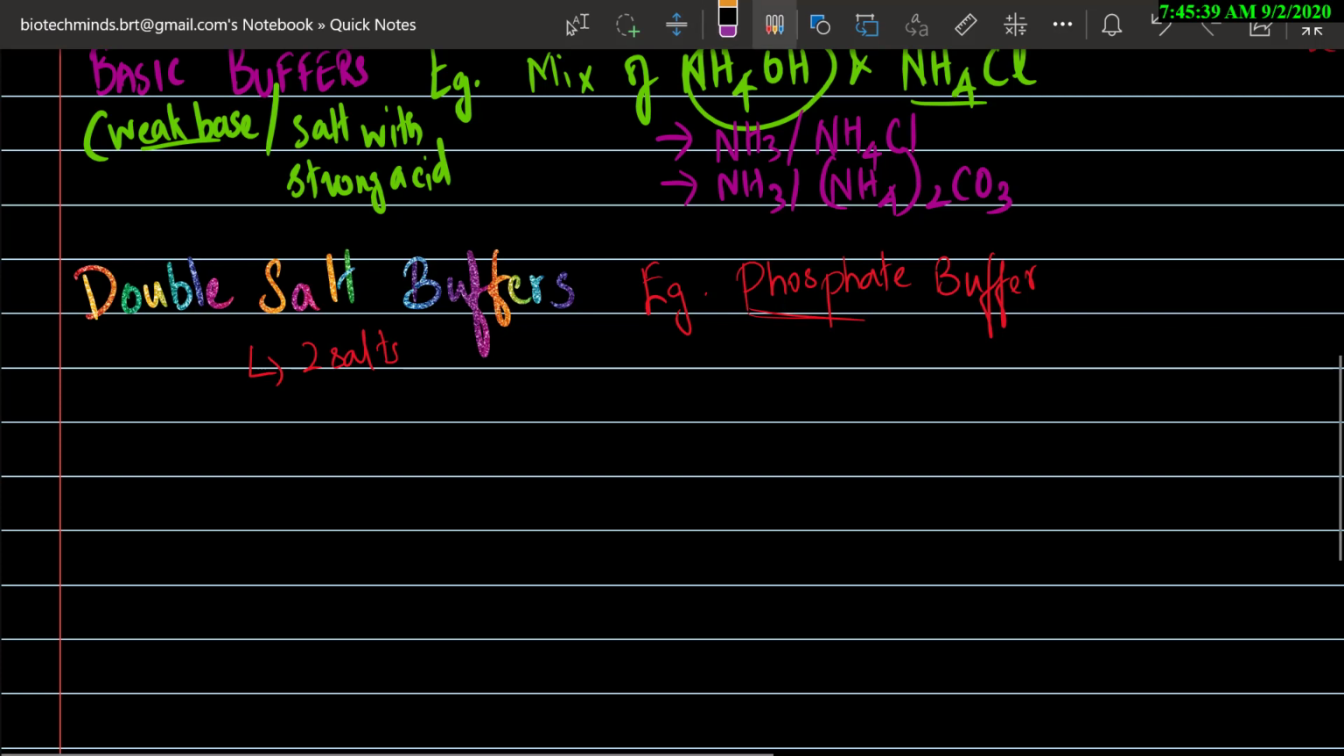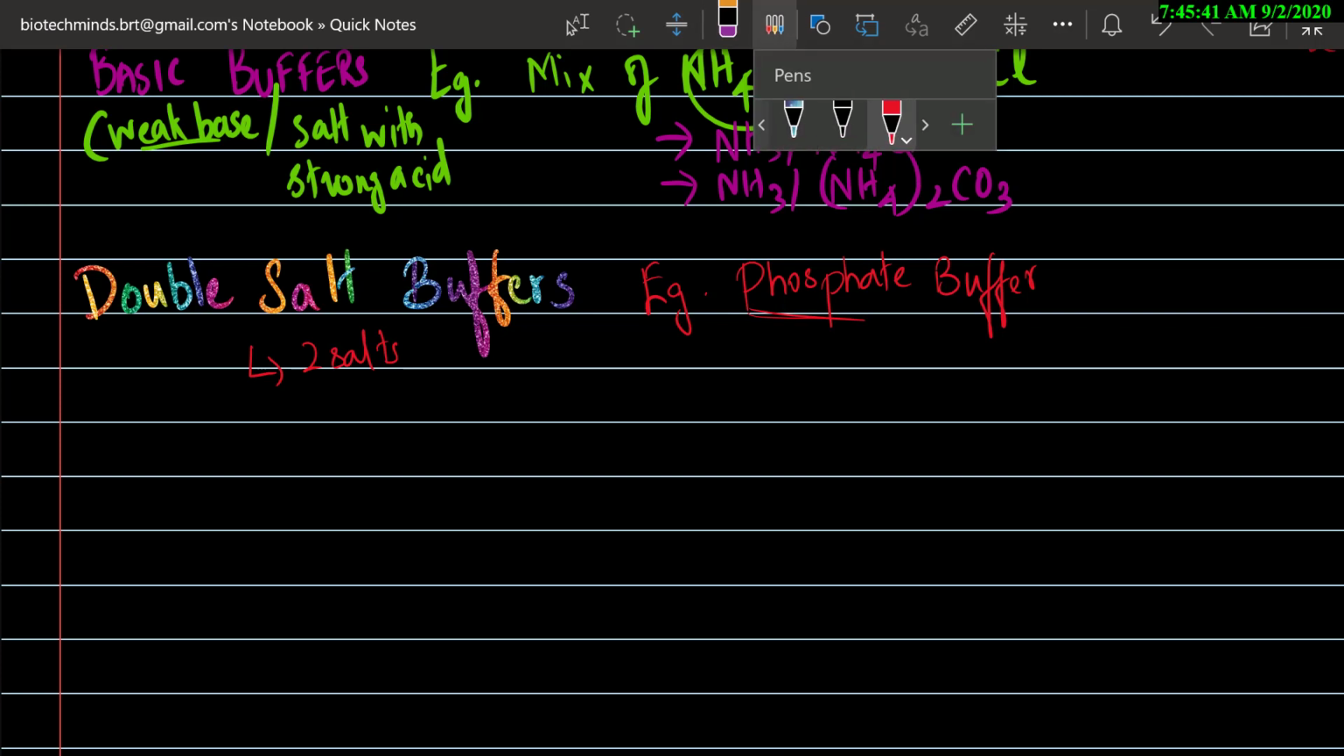For each and every weak acid or weak base in acid or basic buffers, there is one excess salt. But in case of double salt buffers, it consists of a weak acid or weak base, and along with it a mixture of two salts is present. And what are those two salts in case of phosphate buffer?